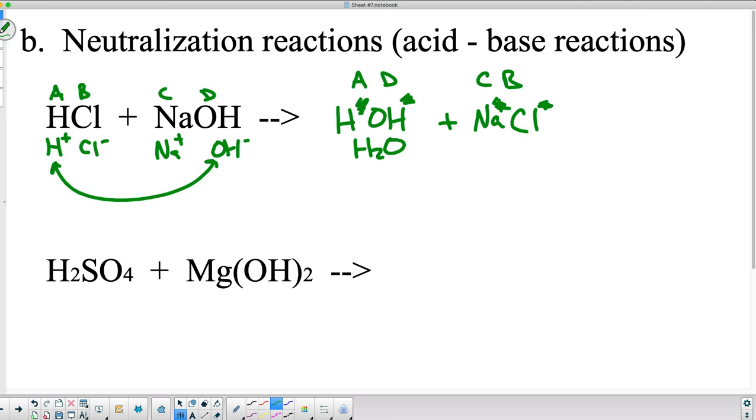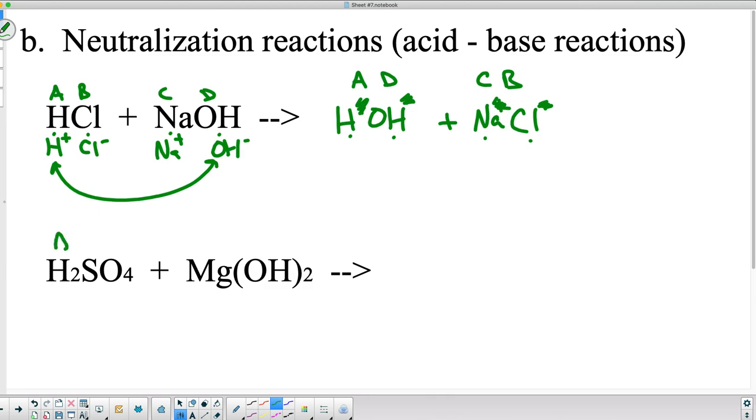And because I go back to balance, I'm going to get rid of the H2O because sometimes that gets confusing. I got one H on the left-hand side, one H on the right-hand side. I got one Cl, I got one Na, and one OH, and one OH. So that's already balanced. So that's an example of a neutralization reaction where I'm producing water, okay?